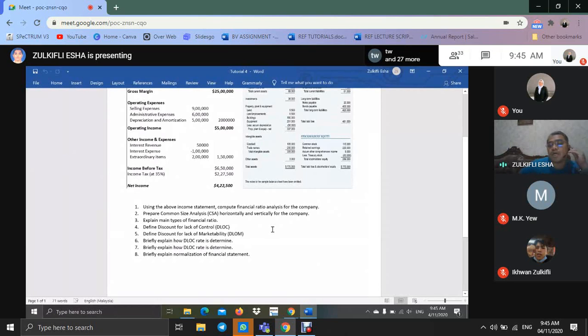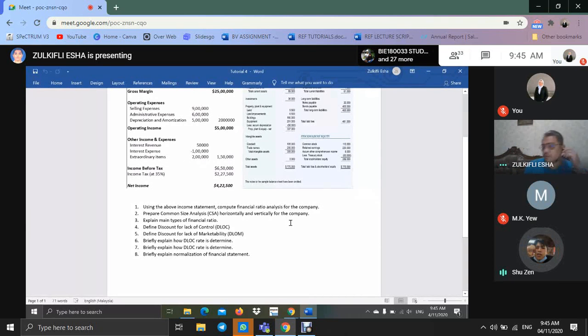Common size analysis is as what we have done on Monday. So go through the income statement and balance sheet and then do the horizontal and vertical. Horizontal is analysis whereby you look at the figures in monetary form. Vertical is where you convert the monetary value into percentage. So to look at whether the company has made some improvement in terms of the performance of the company as far as the balance sheet and income statement are concerned.